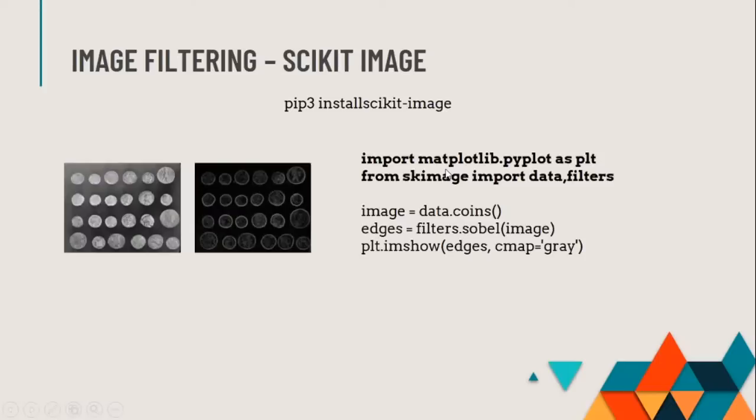Matplotlib is used to show a matrix, or to show two images in a single image. Import matplotlib.pyplot as plt, and from skimage import data, filters. Then image is equal to data.coins. So we are loading that coin image and we are going to apply filters.sobel. Filters.sobel is nothing but applying edge detection. After edge detection we are going to show that edge-detected image.